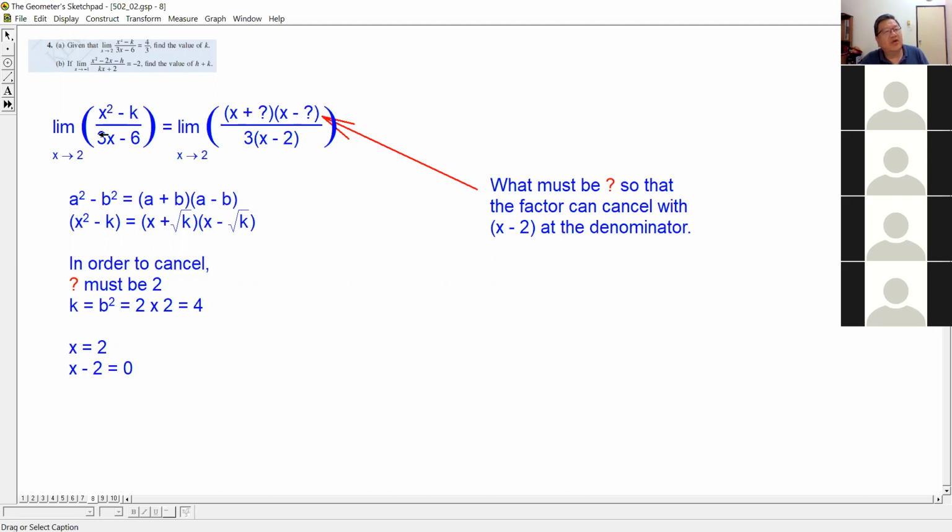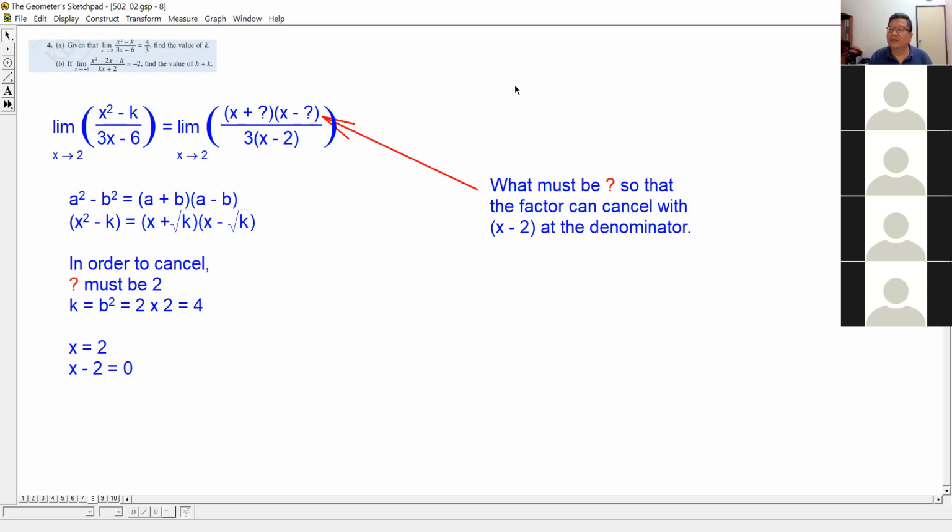Now, for this question to have a limit, they ask us, given that the limit is 4 over 3, find the value of k. In order for this problem to have a limit, I must cancel away the factor x minus 2. If x approaches 2, 2 minus 2 will be 0, so something divided by 0 will be infinity. So there won't be a limit of 4 over 3 there. So in order to have a limit, I must cancel away x minus 2.